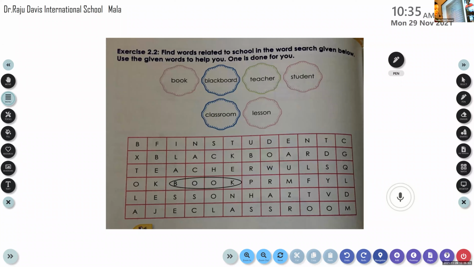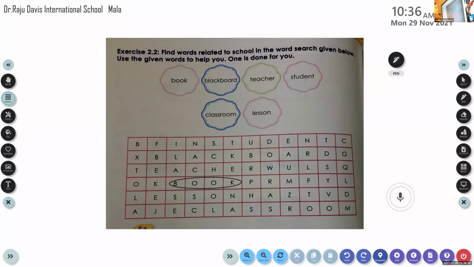I want you to show me page number 26. Yes, the same page, 26. Did everybody notice the word book circled there? I want everybody to have a look at it. Did everybody find the encircled word book on page number 26, exercise 2.2, got it? Okay, Sanvi, thank you.